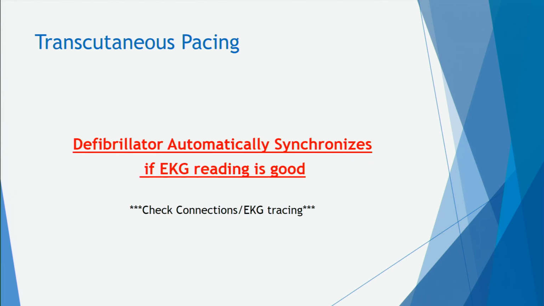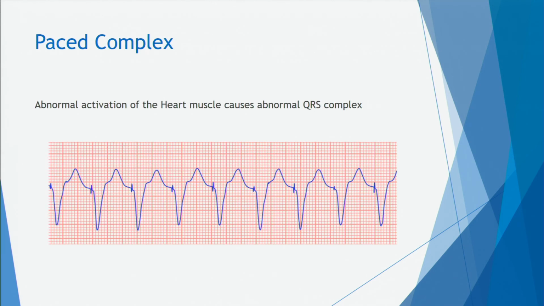Also, I think I just said that, but the connections, so it automatically synchronizes if you have a good reading of your EKG. This is just an example of what a paced complex looked like. You've probably all seen this, but like I said, when you have an abnormal activation of the heart muscle, it causes an abnormal QRS. So that's why oftentimes you'll just see that wide complex. Sometimes you don't even have to have the pacer detect on to know they probably have a permanent pacemaker, because they may be getting abnormal activation of the cardiac muscle.